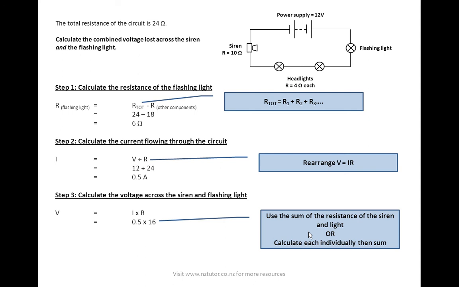So you can use the sum of the resistances of the siren and light, or you can calculate each individually and then sum their results together. Note that you will reach the same answer. So back to the calculation, we see that the voltage lost equals 8 volts.